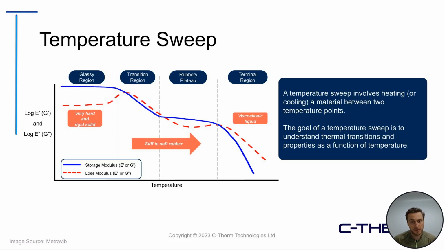Because this is something we commonly see, whether we're dealing with clients in our thermal analysis lab where we do contract testing, or when we're helping fit a DMA for other customers for a larger purchase. So a temperature sweep involves heating or cooling a material between two temperature points. And the goal of this temperature sweep is to understand the thermal transitions like glass transition temperature or the viscoelastic properties as a function of temperature.